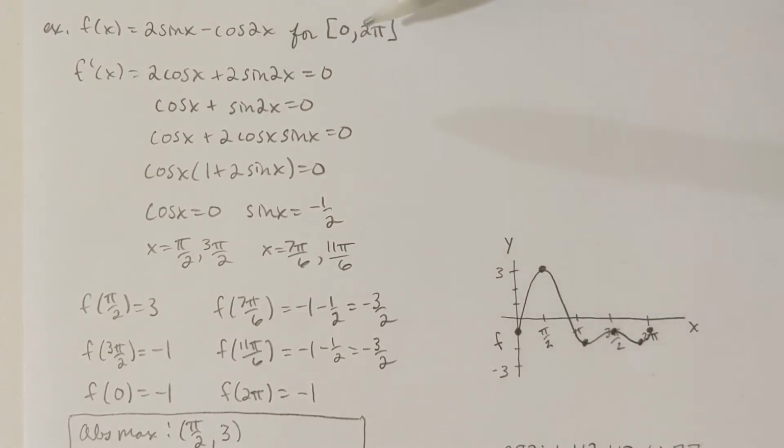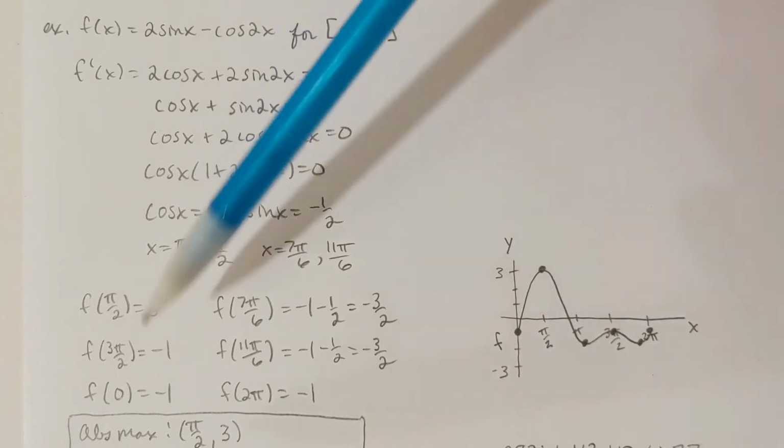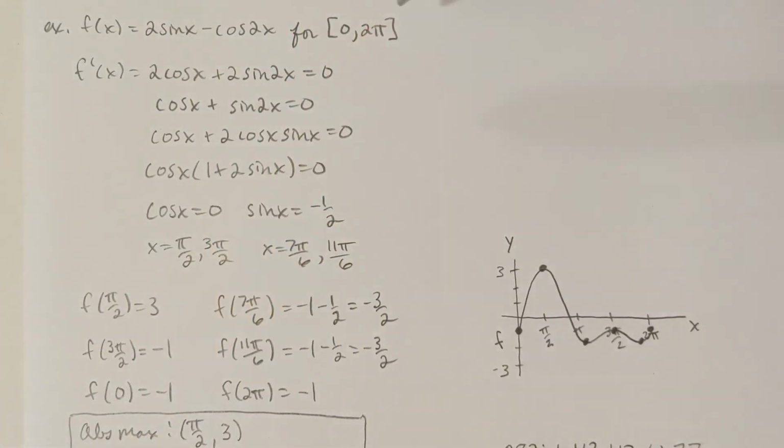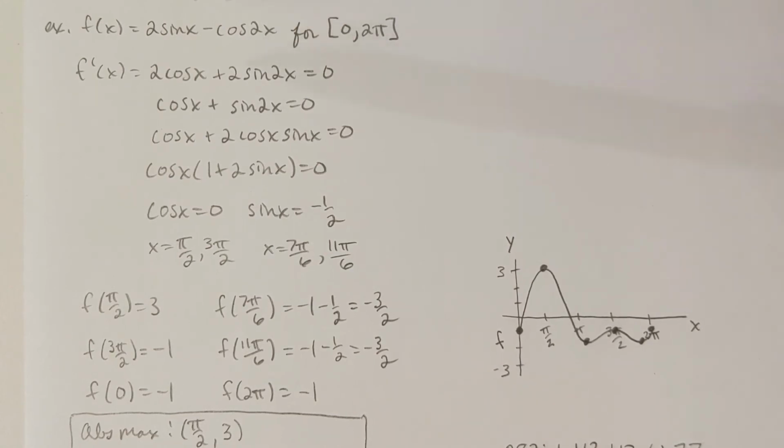So I'll just start with the endpoints here. If I plug in 0 into the function, sine of 0 is 0, cosine of 0 is 1. 0 minus 1 is -1. How about if I plug in 2 pi? Sine of 2 pi is 0, cosine of 4 pi would be 1. 0 minus 1 is -1.